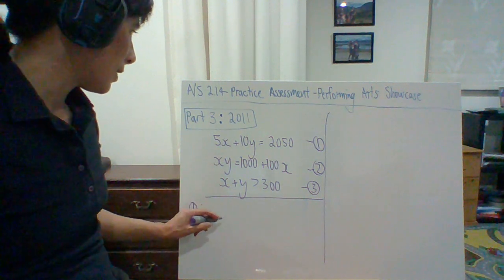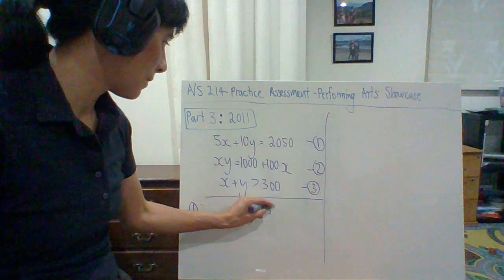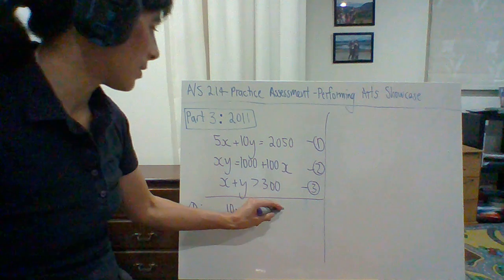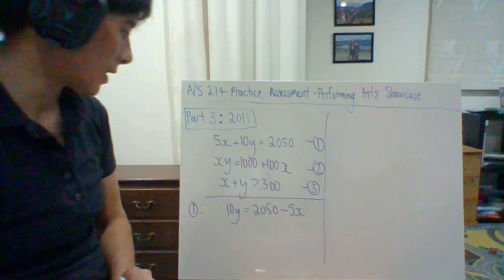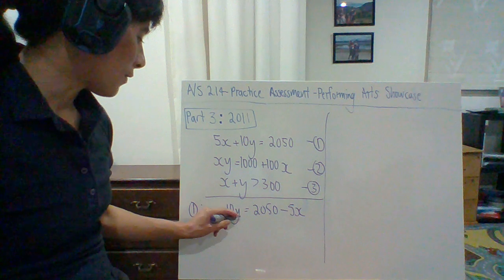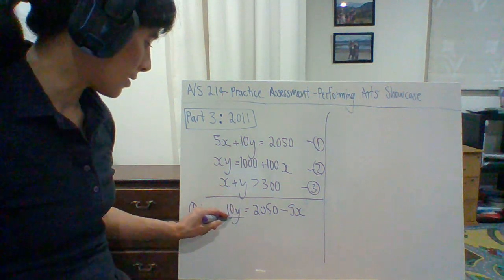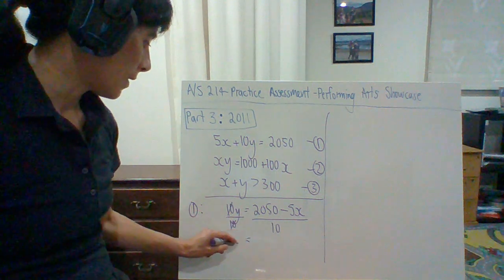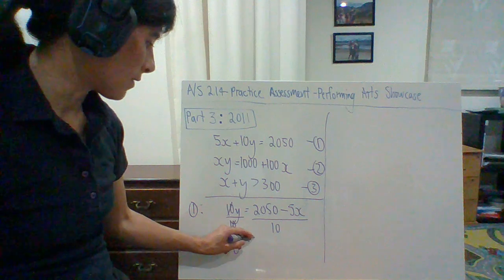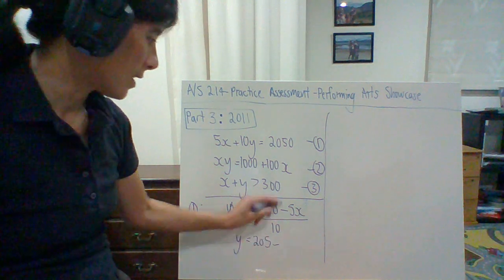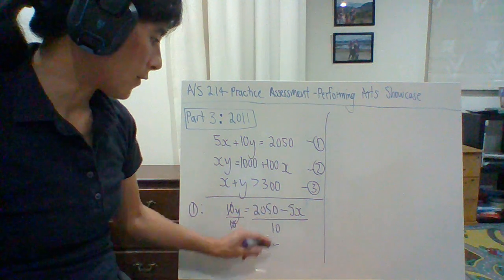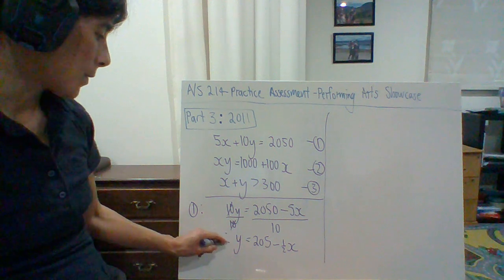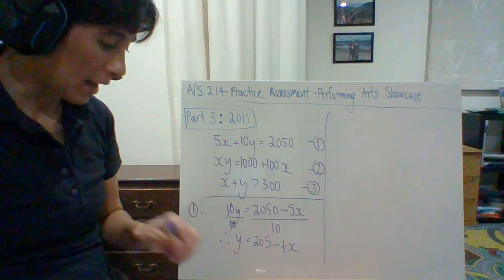Looking at that, I've got 2,050 there. I've got my 10y still on this left-hand side. So I'm going to move the 5x and that will become negative 5x. Then I can divide through by 10. Dividing by 10, that's going to give me 205 minus, and in this position, it's 5 over 10, so I'll just write a half x. Therefore, y equals 205 minus a half x.